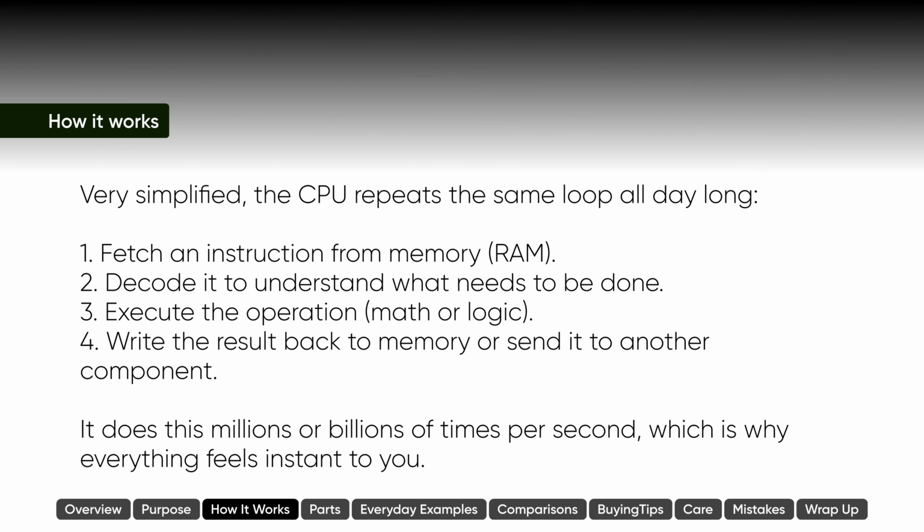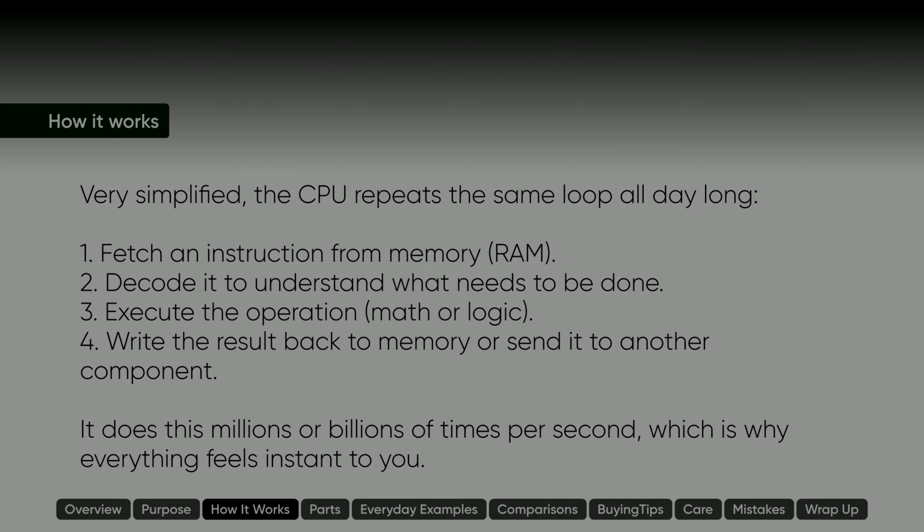How it works. Very simplified, the CPU repeats the same loop all day long. 1. Fetch an instruction from memory, RAM. 2. Decode it to understand what needs to be done. 3. Execute the operation, math or logic. 4. Write the result back to memory or send it to another component. It does this millions or billions of times per second, which is why everything feels instant to you.